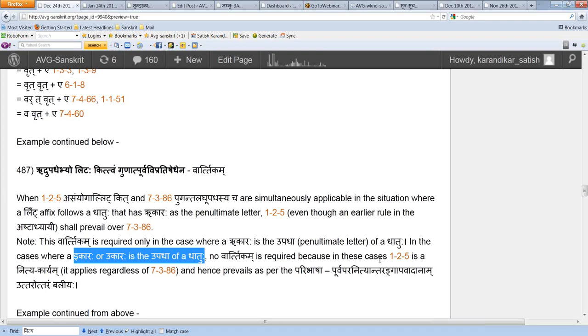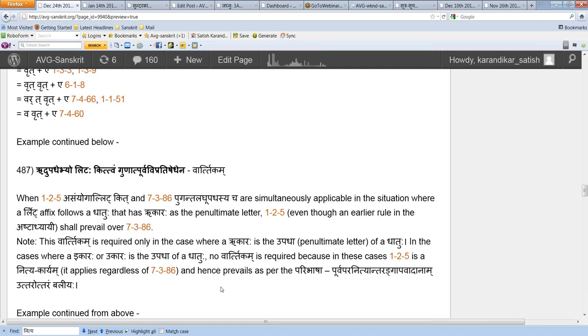If the Upadha is Ikara or Ukara, even after doing Guna, we can still apply Asanyoga Lit Kit. There's no Uranra Paraha, of course; Uranra Paraha only applies to Ruvarna. So when Ikara is Upadha or Ukara is Upadha, there is no problem, because 1.2.5 is a Nitya Karyam. Right here, Purva Para Nitya: Nitya will have higher priority than Para. So the Vartikam is not required when you have Ikara or Ukara as the Upadha.